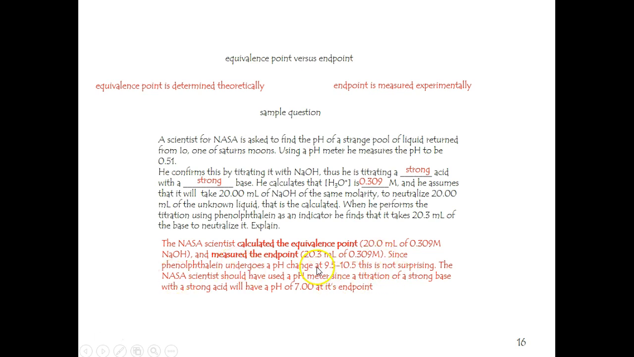He should have chosen either a better indicator, which would have helped a little bit, or he should have used a pH meter, and that would be a nice way to do it. So that's the simple difference between equivalence point, which is theoretical, and endpoint, which is experimental.